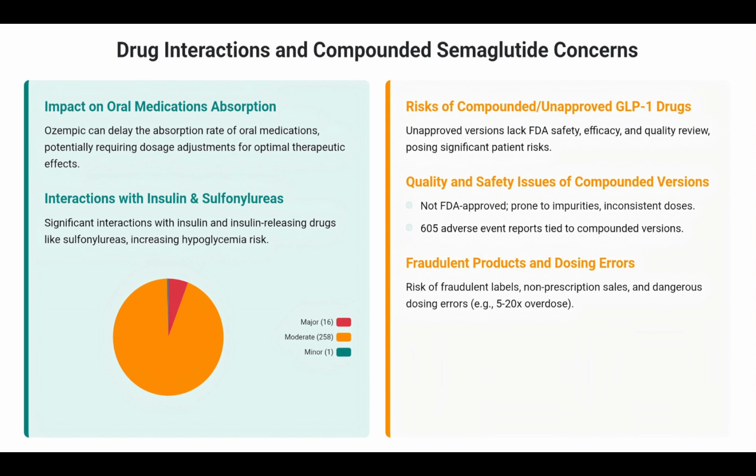There is a documented risk of fraudulent labeling, non-prescription sales, and most critically, dangerous dosing errors ranging from 5 to 20 times the intended dose. Such overdoses have resulted in severe hypoglycemia, pancreatitis, and hospitalizations. As clinicians and educators, we must actively counsel our patients about this risk and direct them to obtain semaglutide only through licensed pharmacies with a valid prescription.